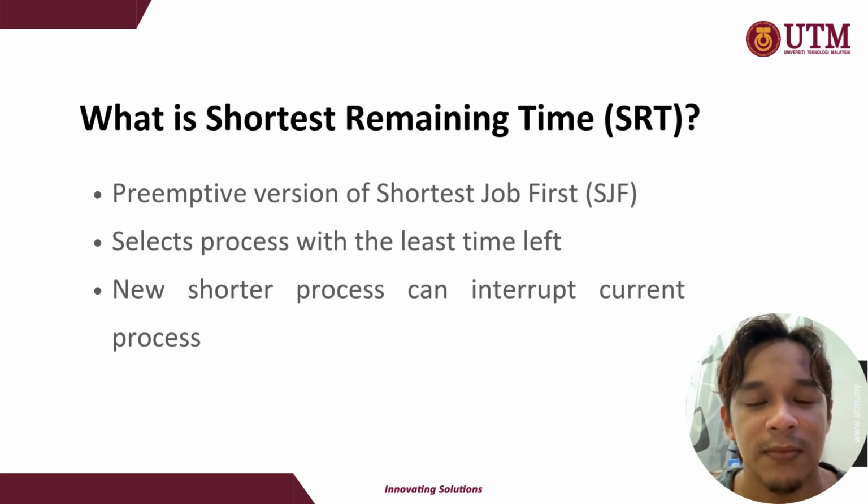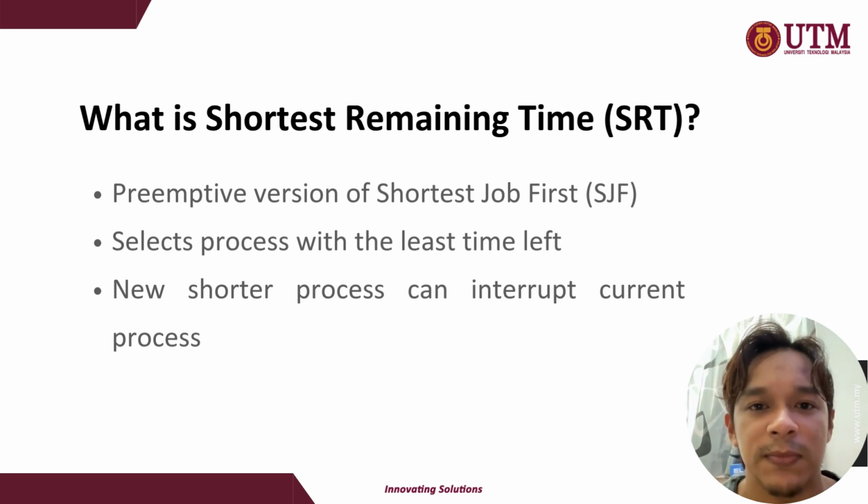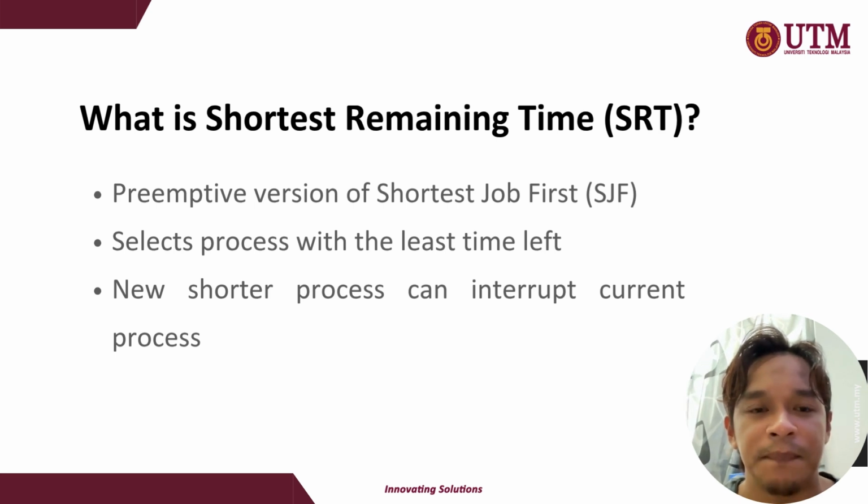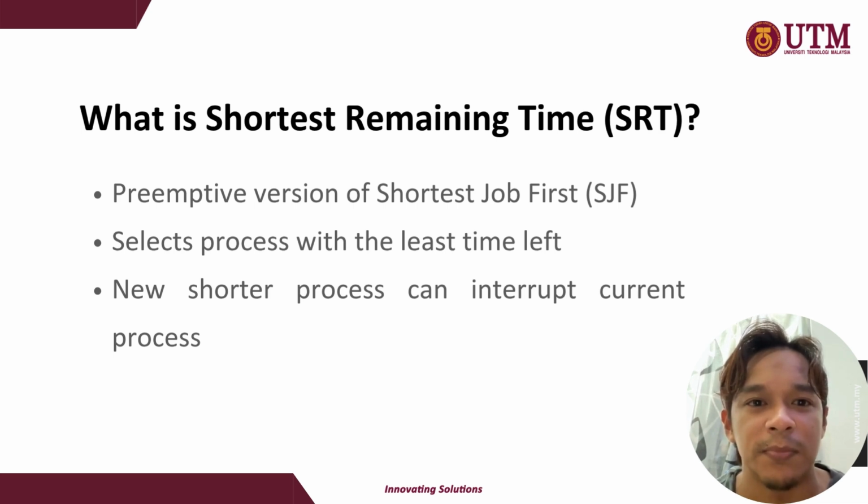Shortest remaining time, or SRT, is a preemptive CPU scheduling algorithm. It always selects the process with the shortest remaining execution time. If a new process arrives and it is shorter than the one running, the CPU switches immediately. This allows faster processes to complete quickly but might delay longer ones.